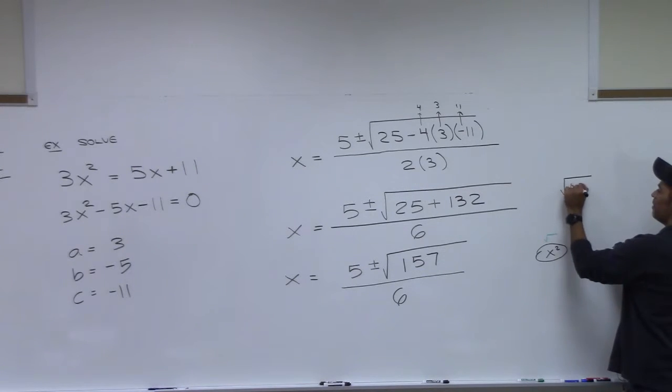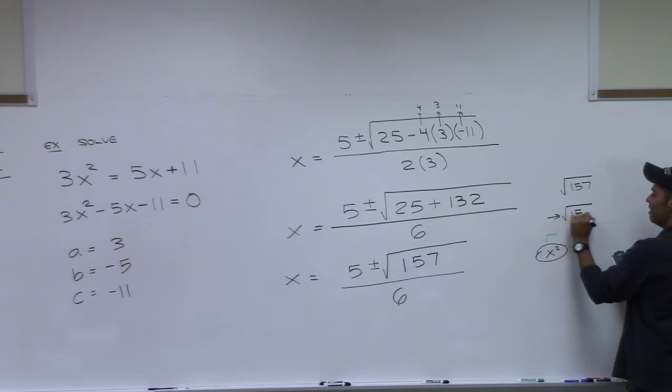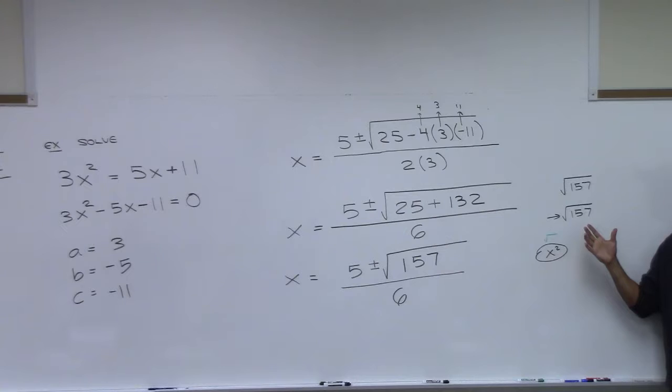Yeah, so you type in the square root of 157 in your calculator, and you hit enter, and it spits out the square root of 157. So it didn't do anything, did it? And the reason is because your calculator doesn't want to give you a decimal answer. It wants to give you the exact answer, which is this. So the way we're going to change this, I want you to start over.